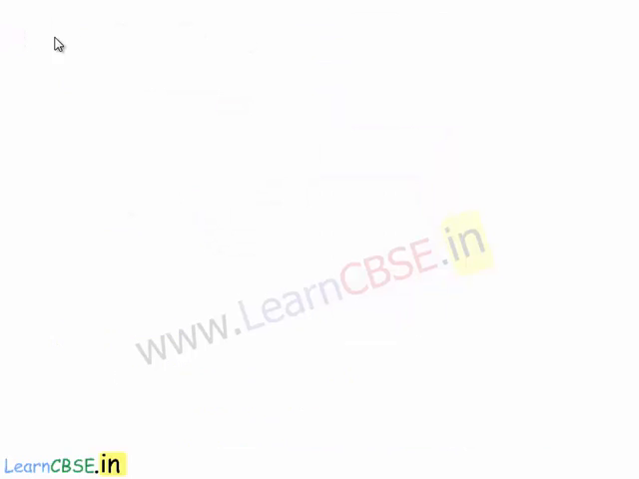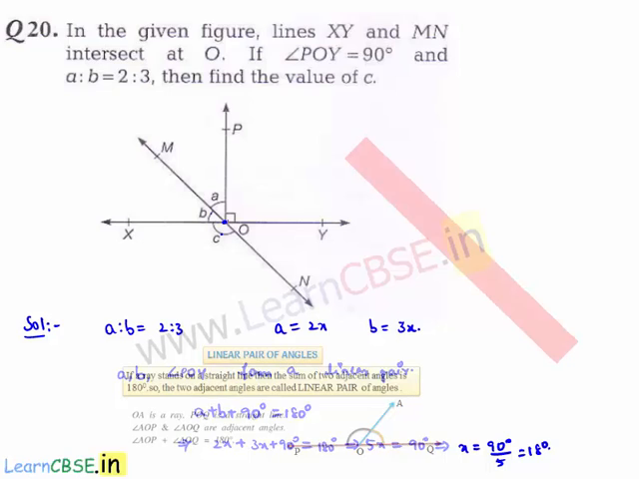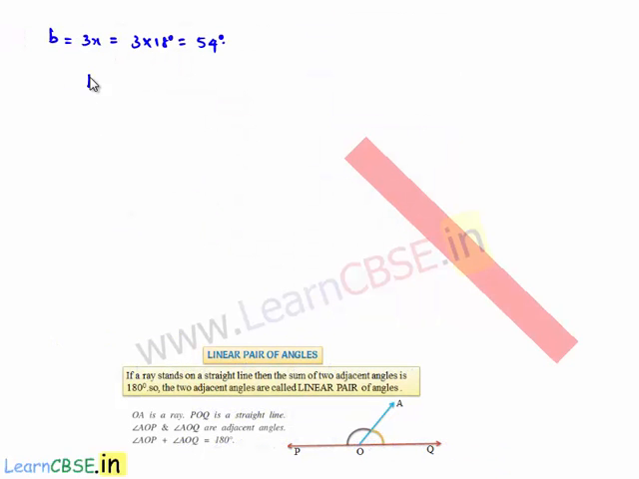So B will be equal to 3 times x, that is 3 times 18 degrees, which is equal to 54 degrees. But here if we observe, angle B and angle C are lying about the same line MN, and the common line passing through the point of intersection O is XY. Therefore here angle B and angle C form the linear pair about MN.